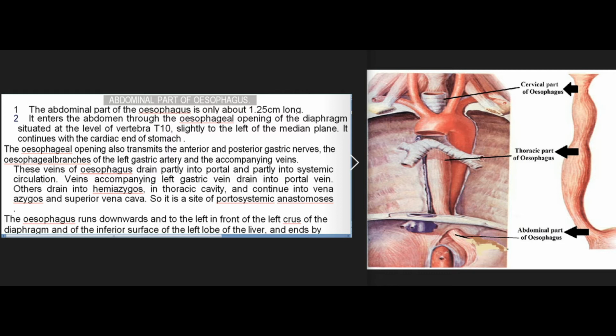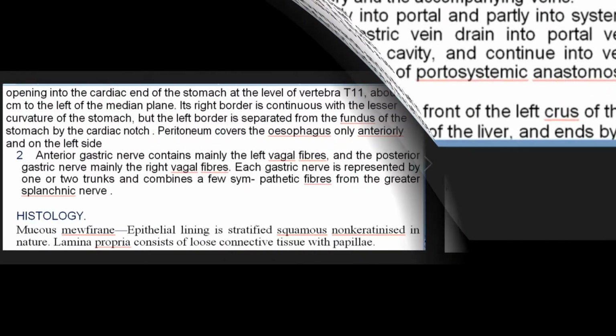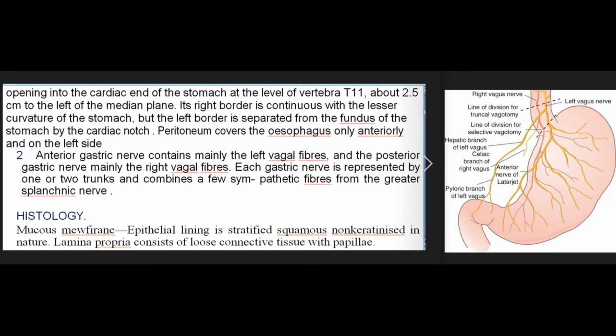The esophagus runs downwards and to the left in front of the left crus of the diaphragm and of the inferior surface of the left lobe of the liver, and ends by opening into the cardiac end of the stomach at the level of vertebra T11, about 2.5 cm to the left of the median plane. Its right border is continuous with the lesser curvature of the stomach, but the left border is separated from the fundus of the stomach by the cardiac notch.